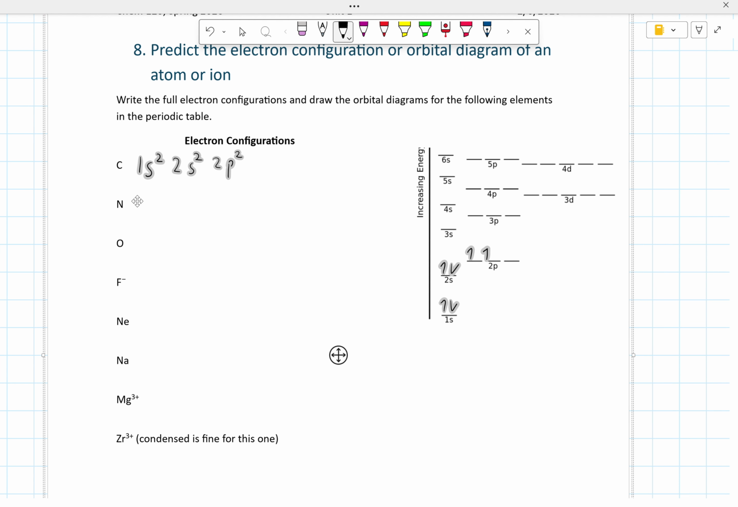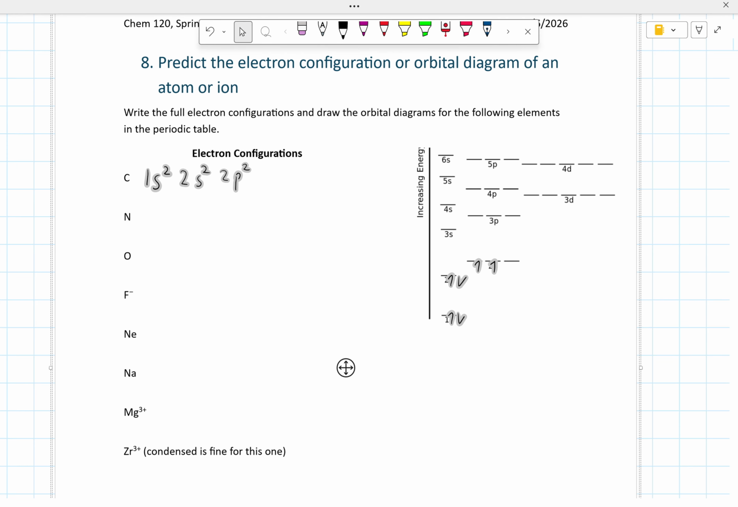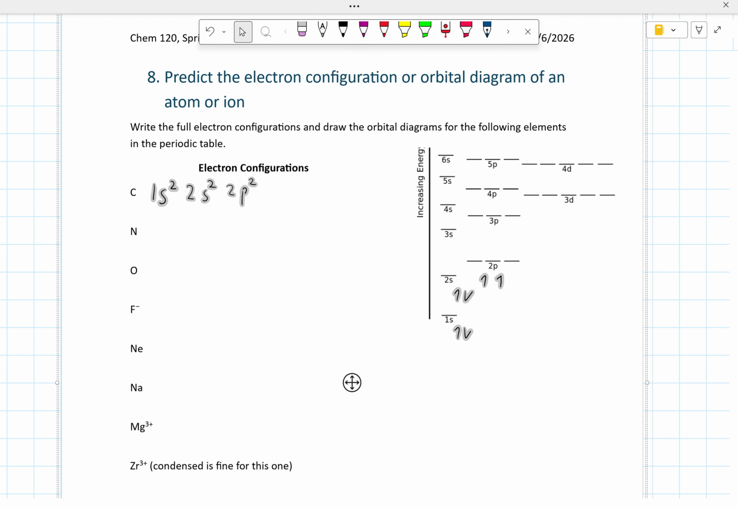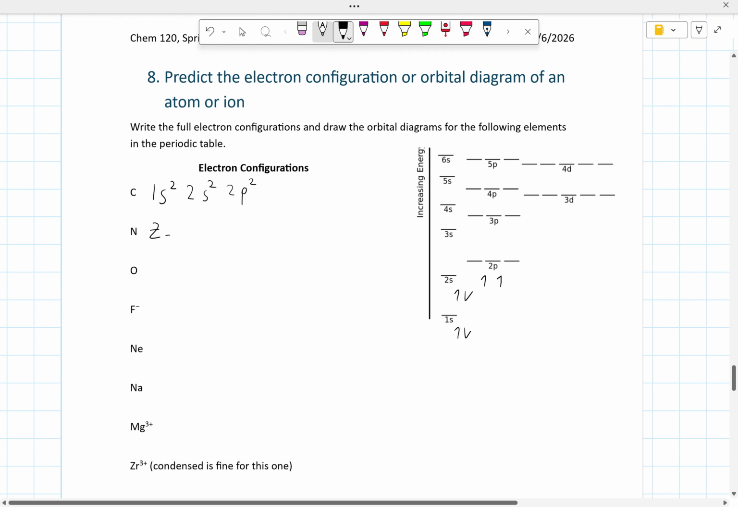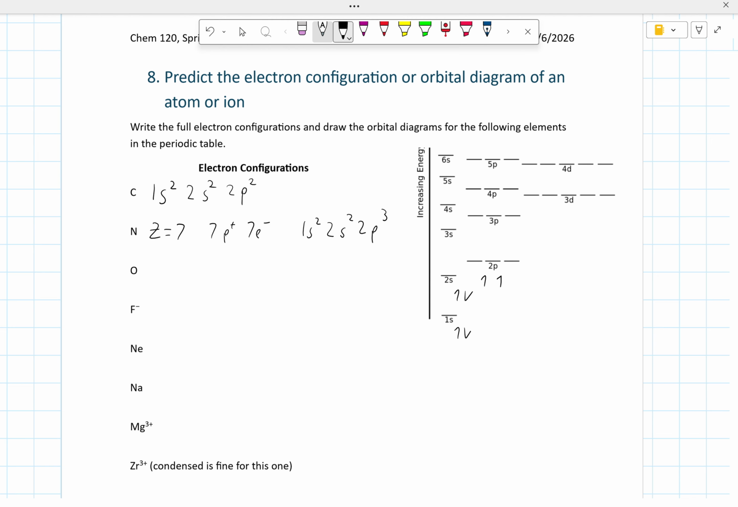Thinking about nitrogen now, nitrogen has a Z that is 7, so 7 protons, 7 electrons. So we'll fill it up again, 1s2, 2s2, 2p3. Same configuration. Now, in this way. And oxygen, it continues from there, right?